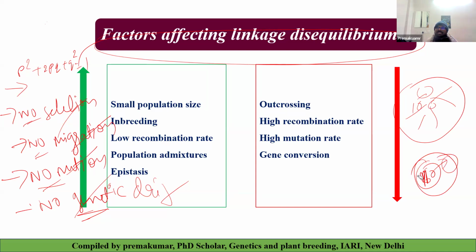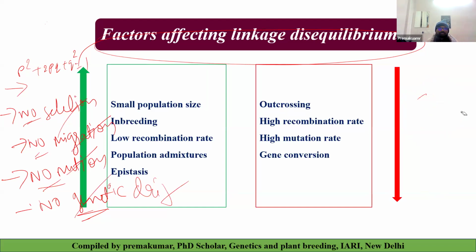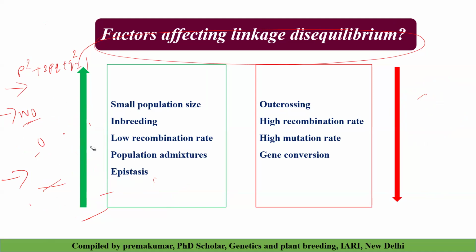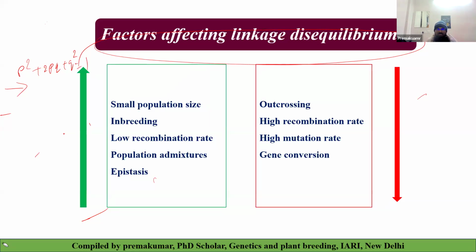The population size matters. When there is a larger population, will LD be high or low? LD will be low, sir. Yes, because if there are more individuals, the random union will be more. So when the population size is large, the LD is lower. Sometimes there will be subgroups in the population. That's another matter we will discuss in the coming slides. Normally, if the population is large, your LD will be less.